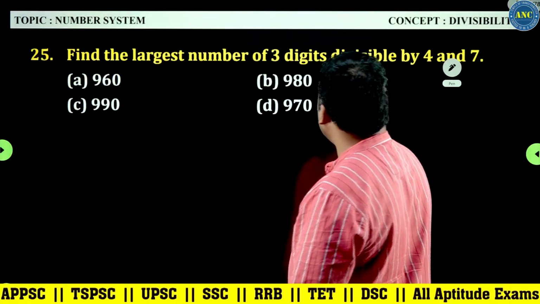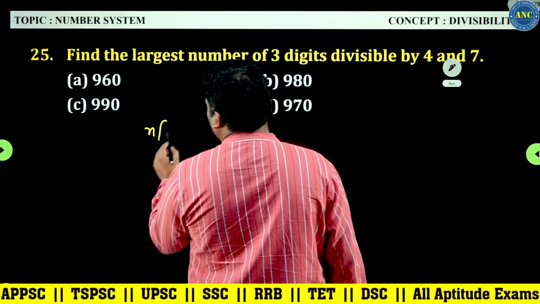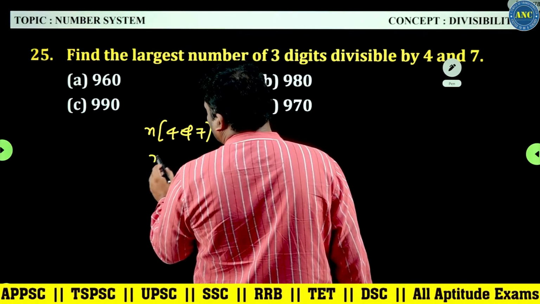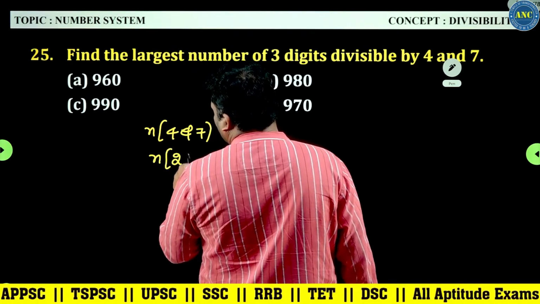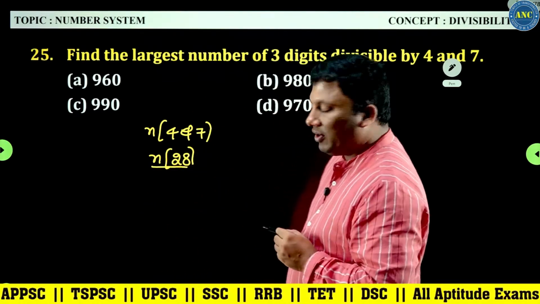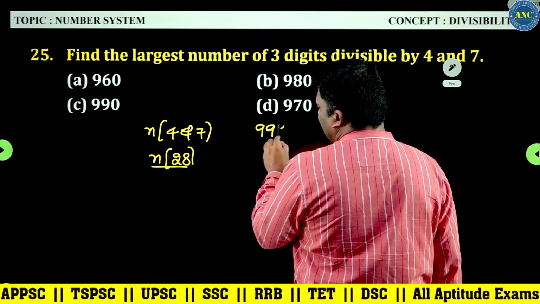Find the largest number of 3 digits divisible by 4 and 7. The number which is divisible by 4 and 7 is 28. The largest 3-digit number divisible by 28. The largest 3-digit number is 999.